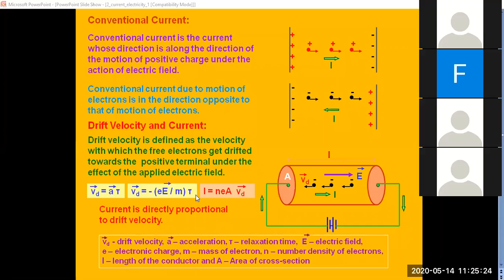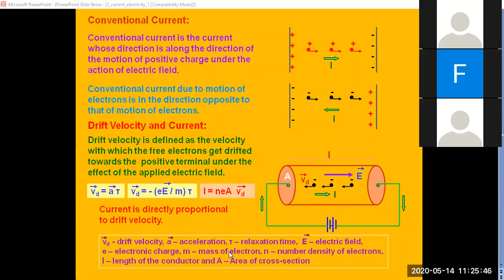So what are the terms defined here? Vd is drift velocity, a is acceleration. You can see the symbol here, that is called the relaxation time. It's a Greek symbol called tau. E is your electric field. Small e is the electronic charge. m is the mass of the electron.